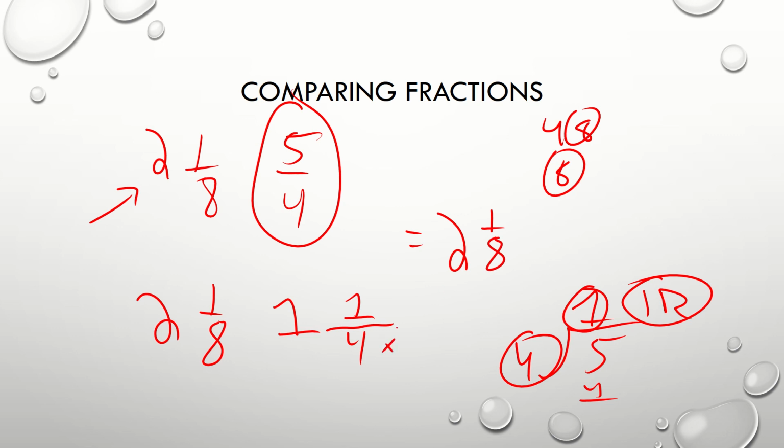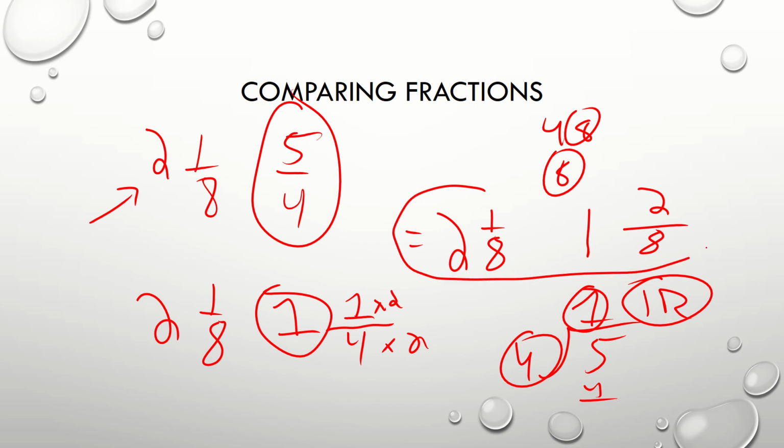But this one, we don't touch the whole here. We leave it. But here we have to do 4 times 2 because it's going to equal 8. So we're going to get 1 and something over 8 here, and then we have to multiply by 2 here. So this becomes 1 and 2 over 8. Now, looking at these two numbers, we should be able to tell that because this has 2 wholes and this has 1, this is bigger than 1 and 2 over 8.